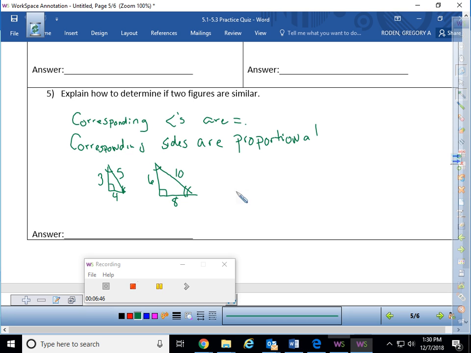Well, the answer is yes, and here's why. Because this angle and this angle are equal, because I marked them equal. This angle and this angle are equal. Right angles are always equal.